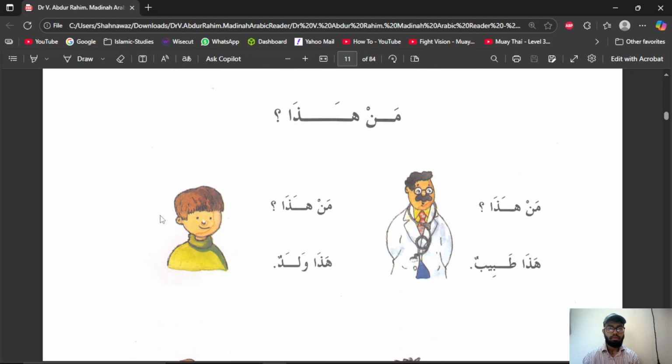Now, a very important part of the exercises, we have something called man. Man hada. So we use man hada for a human being. So for example, we cannot say ma hada, right? Ma hada means what is this? Man hada basically means who is this. So hada we know means this. Man means who. So it's basically saying who is this.